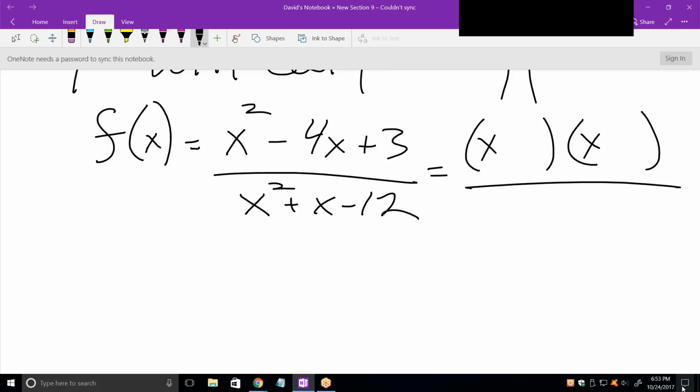When I did the problem on the quiz, I factored the denominator. You need to factor both, I'll tell you why. One of these factors is going to cancel with the other one. The numerator factors this way: x minus 3, x minus 1. And the denominator factors this way: x plus 4, x minus 3. Notice that that x minus 3 cancels with that x minus 3.